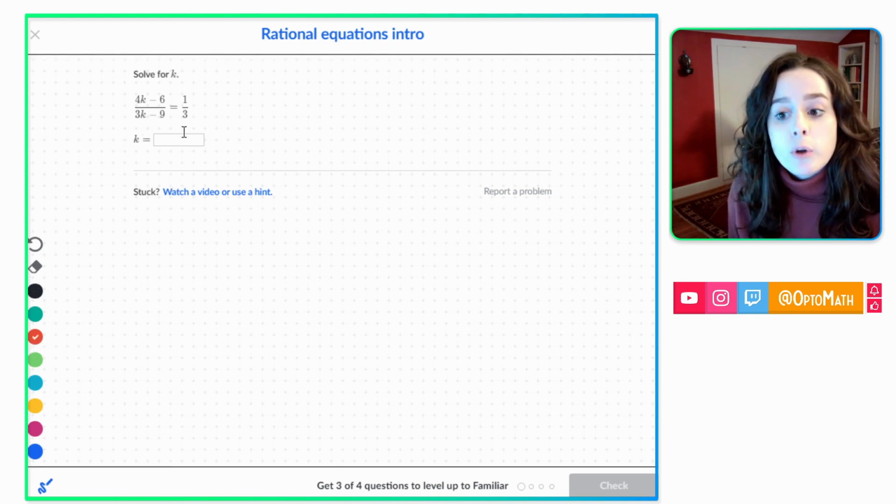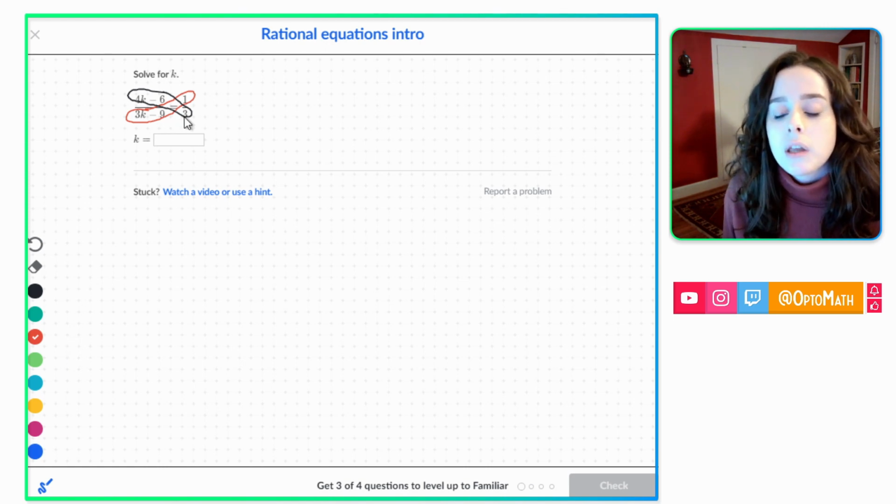So we're going to cross multiply. We will multiply these two together, and then we're going to multiply these two together. That's what it means to cross multiply, multiply across. And again, we've talked about this in our notes.